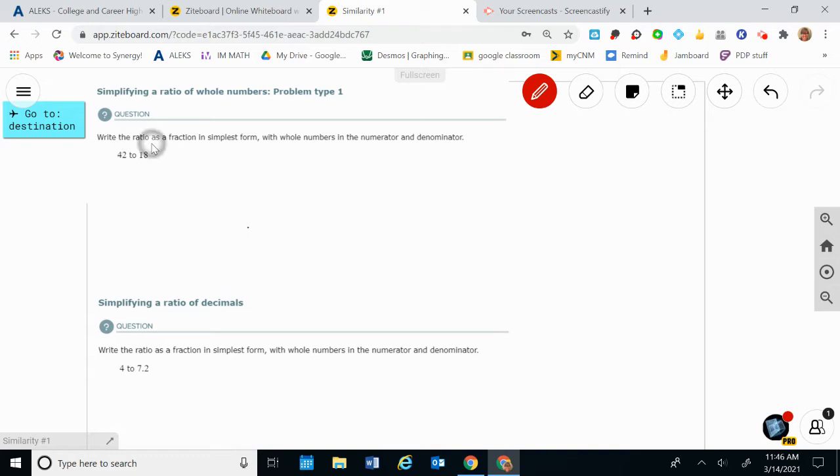Write the ratio as a fraction in simplest form. I've been working with you on this since the beginning with whole numbers. In other words, we're not going to decimals. So you're going to go 42 over 18. 18 goes on the bottom because it follows the word "to." Now you're looking for common factors.